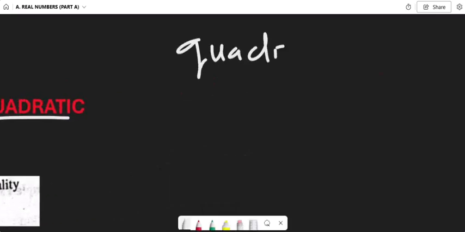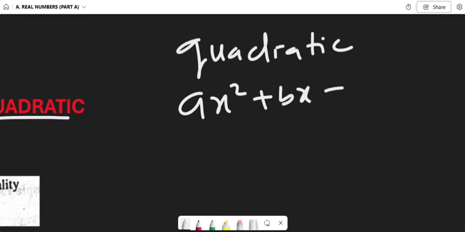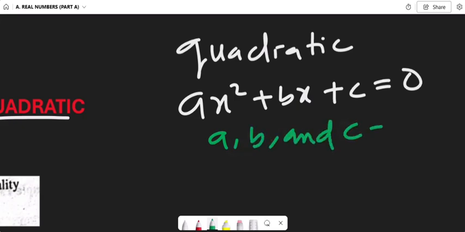A quadratic equation is an equation that has the general format ax squared plus bx plus c equals 0, where a, b, and c are called the coefficients, or let me say they are integers.